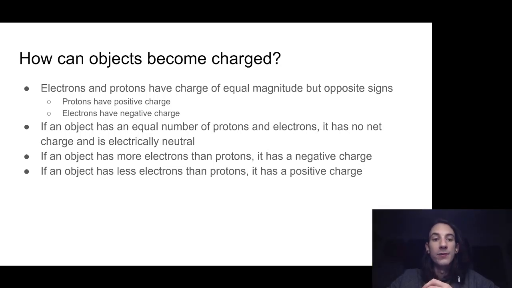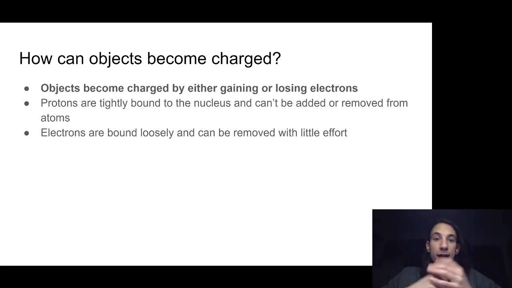And then for a positive object, we'd say, okay, it has fewer electrons than protons, so we have more protons, and we're left with a net positive charge. And objects are going to become charged if they either gain or lose electrons. So we want to think about charging objects.